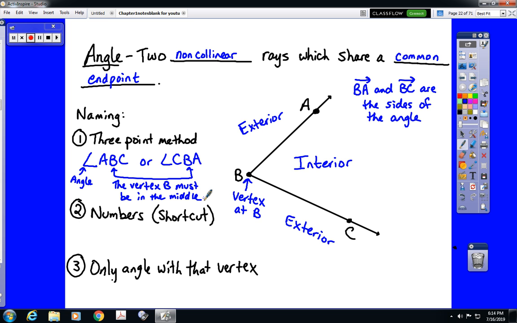Now, sometimes, and this is mostly because mathematicians and math teachers are lazy, there are shortcuts to naming angles. For instance, there might be a number located directly in the interior of the angle. See how I put a 2 right there? That would indicate that this angle has a nickname, and we could call it angle 2. In addition, if it is the only angle in the picture that has that specific vertex, see how it's the only angle that has a vertex located at B, then we can use shorthand and just call it angle B. However, most of the time we're going to have to use the three-point method to name the angle.